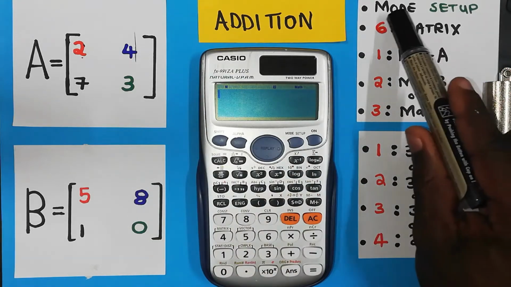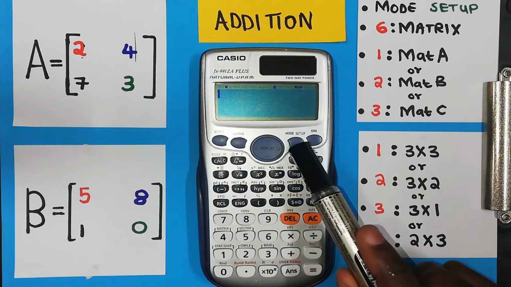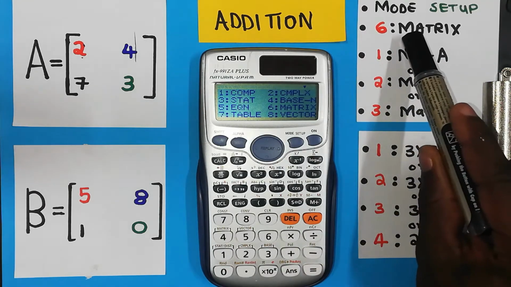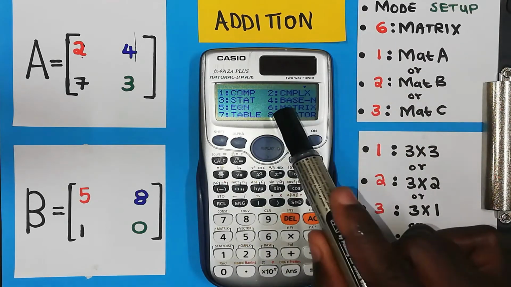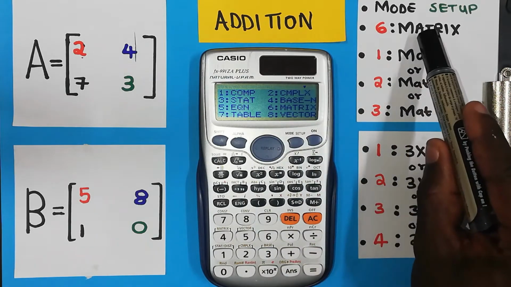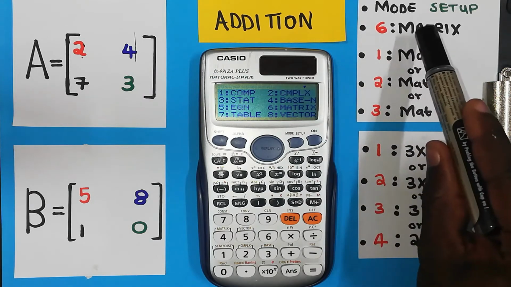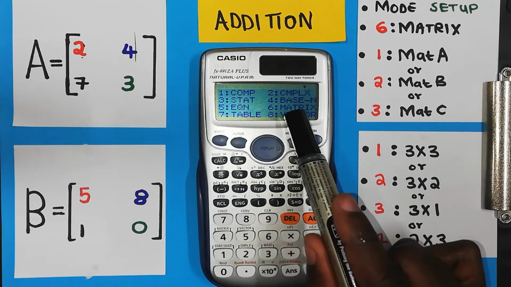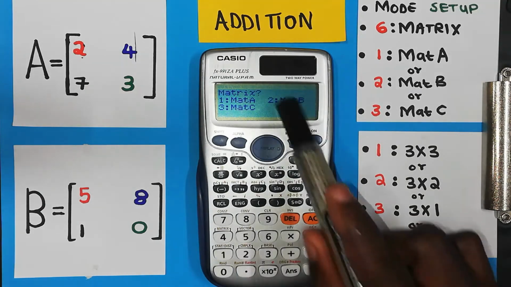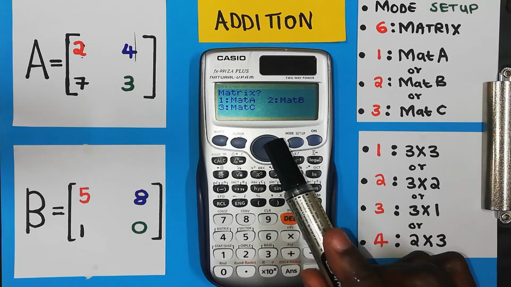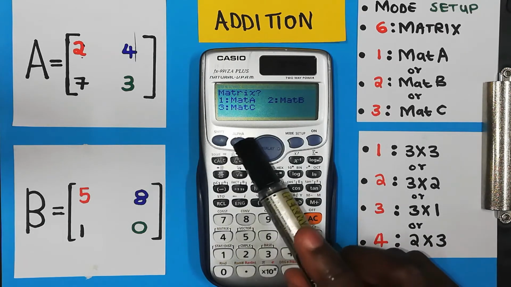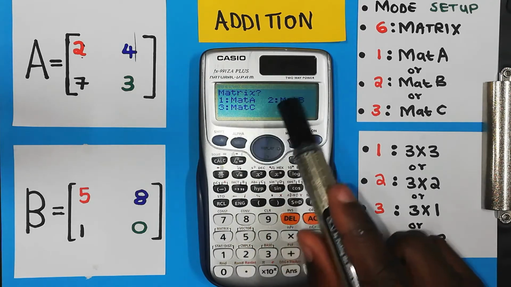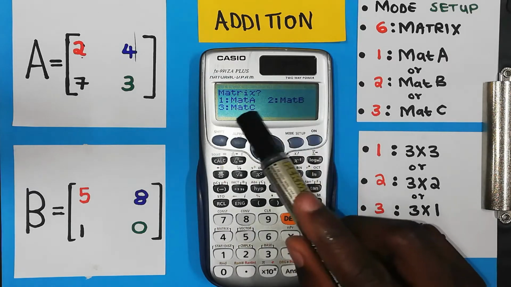Alright, so you're going to press mode setup on your calculator. Then if you want matrix here on the calculator, this is the number that you're going to press to get there. This number will take you to matrix. When you check on your calculator, there's 6 in front of matrix. You press 6. Now you are on the matrix page. There is matrix A, matrix B, matrix C. That is reflected on your calculator.